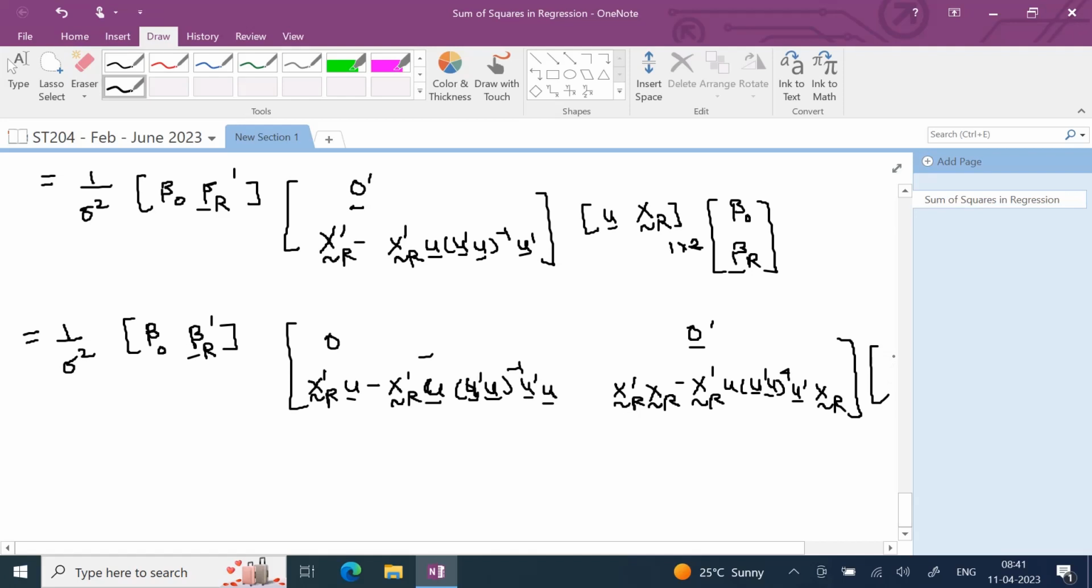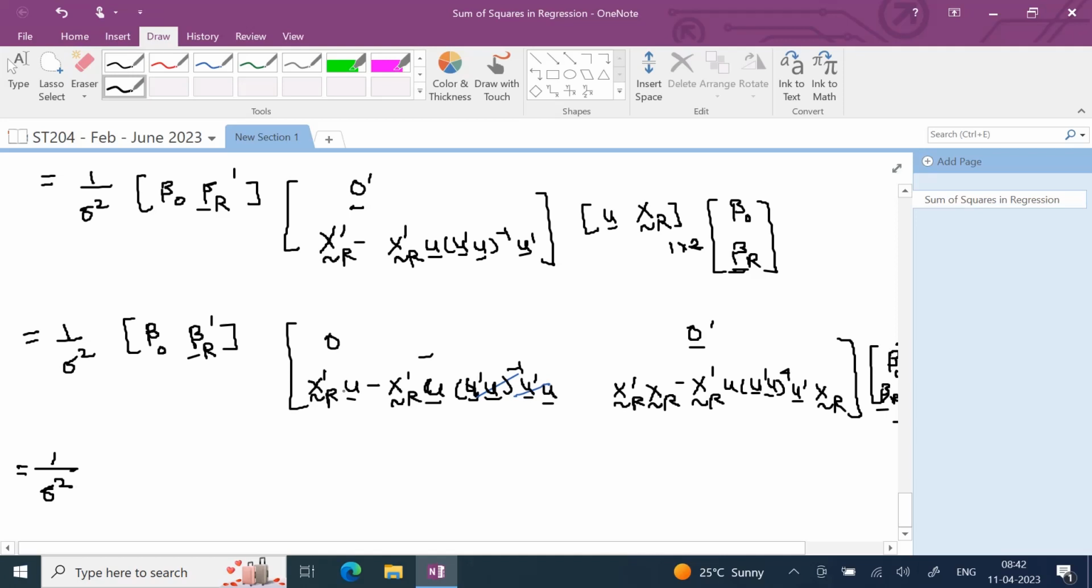And my beta naught and beta r remains. Beta r is a vector, we shouldn't forget that. So beta r stays here. You can see here, this is xr prime u, and I have u prime u inverse, u prime u. So u prime u inverse and u prime u get cancelled. I have xr prime u again, so this term also becomes 0. What I'm left with is just this term, xr prime xr minus xr prime u, u prime u whole inverse, u prime xr. Okay, so I have 1 by sigma square.